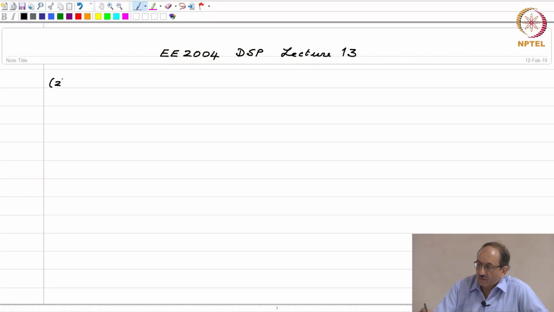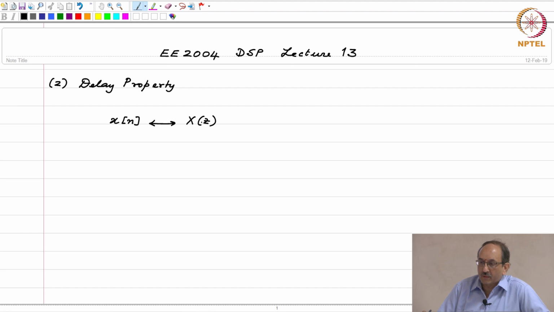We've been looking at Z transform properties, and we looked at the very first property, namely linearity. We will now look at the next one, and this is the delay property. So, we have x of n having Z transform x of z, and in general its ROC is of the form R1 less than mod z less than R2.